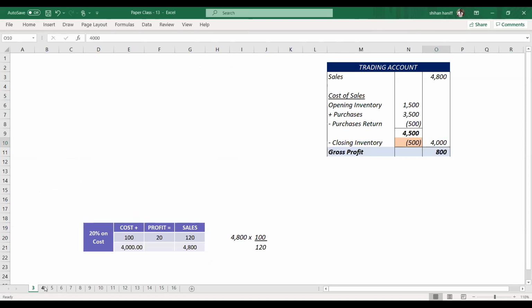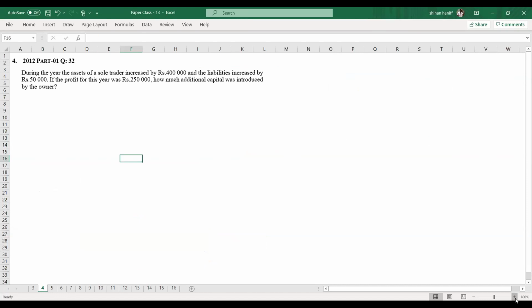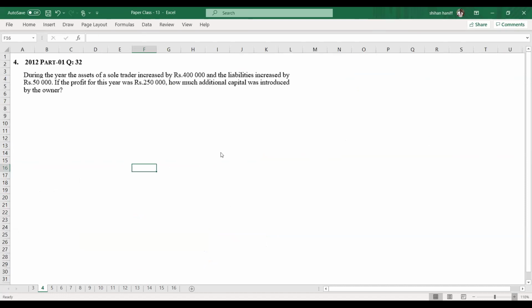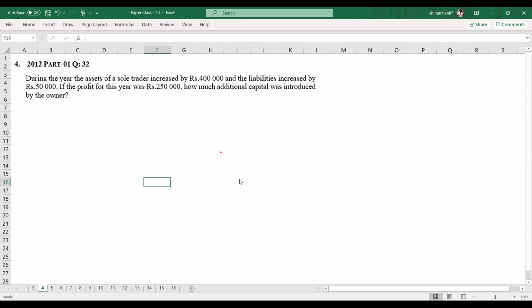Question number 4 is 2012, part 1, first paper. During the year, the assets of a sole trader increased by 400,000 and the liabilities increased by 500,000. If the profit for this year was 250,000, how much additional capital was introduced by the owner? Right. What is the answer for this? How do you calculate?